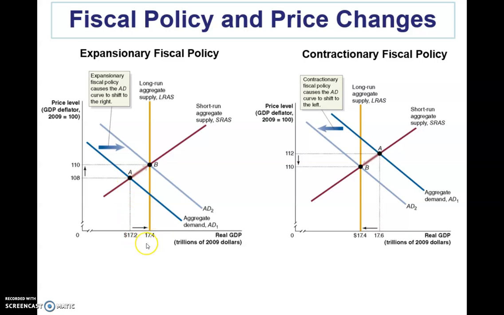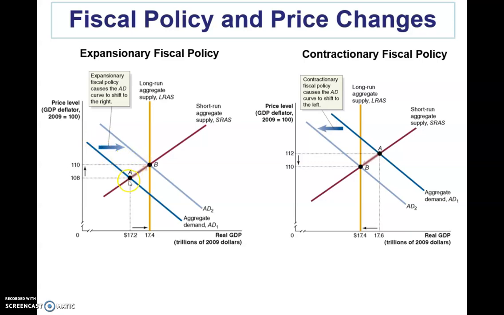And therefore, if the government is going to use activist policy to correct that recession, they're going to want to shift the aggregate demand curve to the right. And you know how they do that. One option is to increase spending. The other option is to lower taxes. Or you could do a combination of both. When they implement that policy, aggregate demand is going to shift to the right.